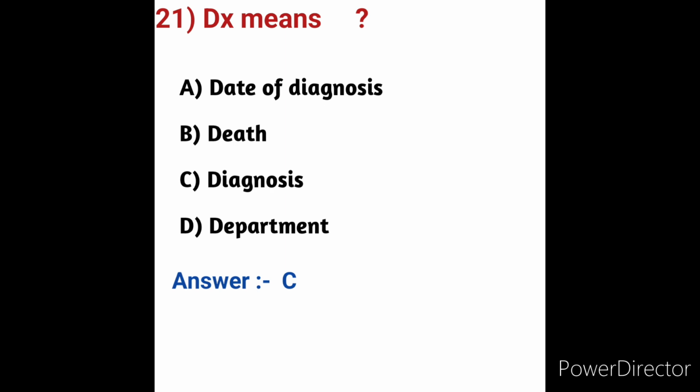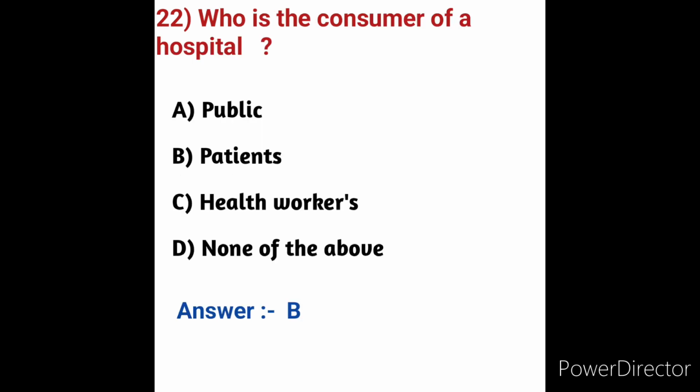Next we will move on to question number 22. Who is the consumer of a hospital? We will see the options. Option A, public. Option B, patients. Option C, health workers. Option D, none of the above. The consumer of the hospital is the patient. Option B is the correct answer.